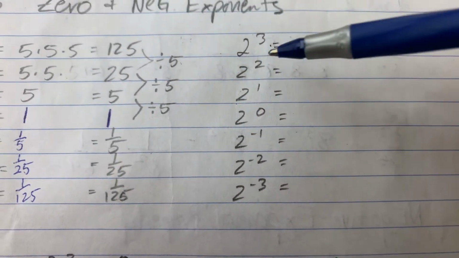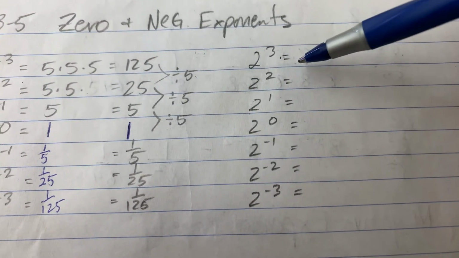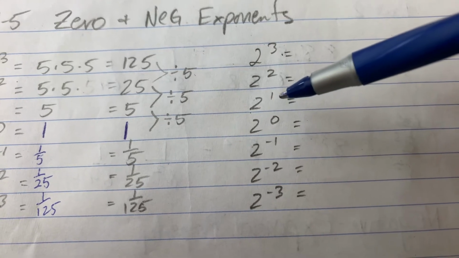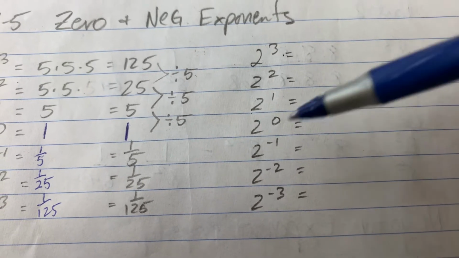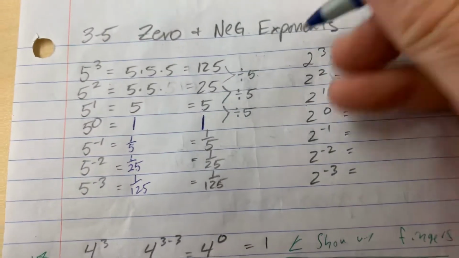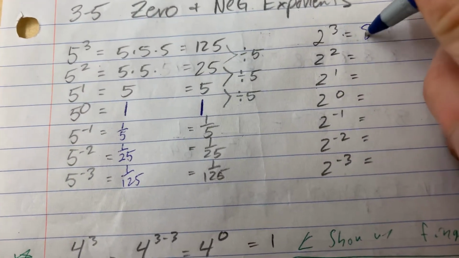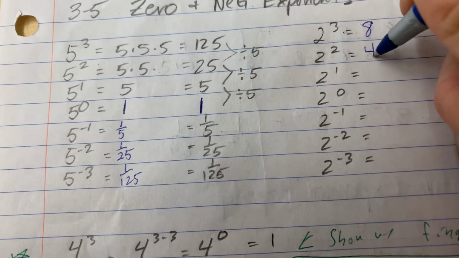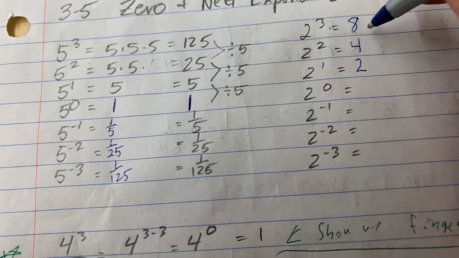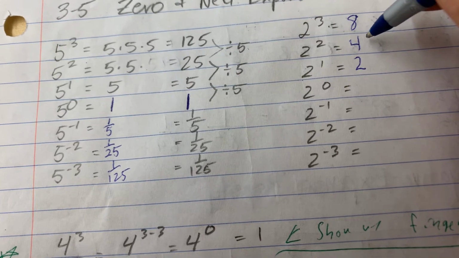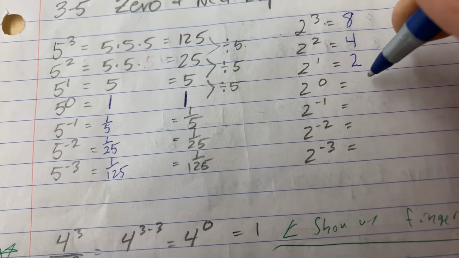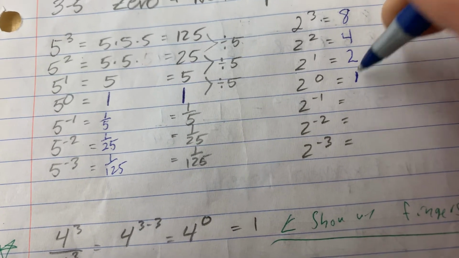If I were to have these notes over here, 2 cubed is 8, 2 squared is 4, 2 to the first is 2, 2 to the 0 power, what would that be? So let me write these answers out. 8, 4, 2. Do you see the pattern? I'm just dividing by 2 to get to 4. I'm dividing by 2 to get to 2. 2 divided by 2 is 1.